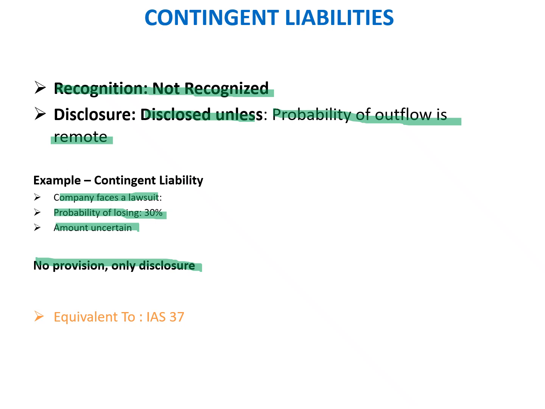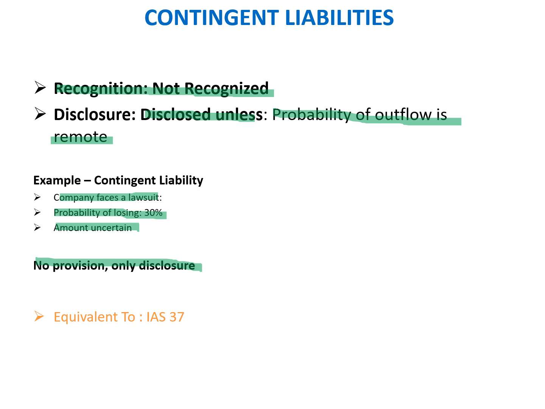So logically, if the probability of outflow of resources is greater than 50%, then largely organizations create the provision for that. But wherever the probability of outflow of cash is less than 50%, they do not create the provision, and they normally treat it as a contingent liability.